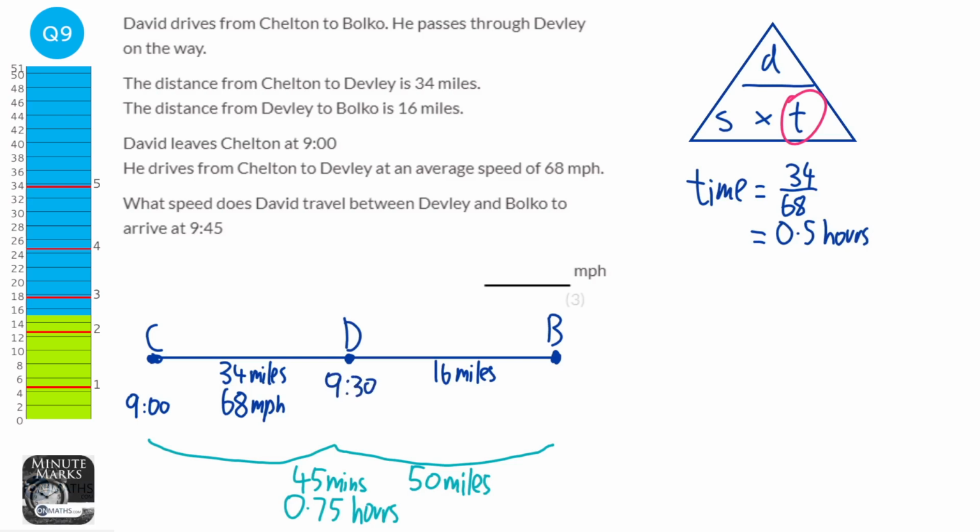So that means we've got 15 minutes left. Okay, so we've got 15 minutes to travel the 16 miles. So this time we're looking for the speed. Okay, so it will be speed equals the distance, which is 16 miles, over time, which is 15 minutes, but we need that in hours, so that would be 0.25 hours.